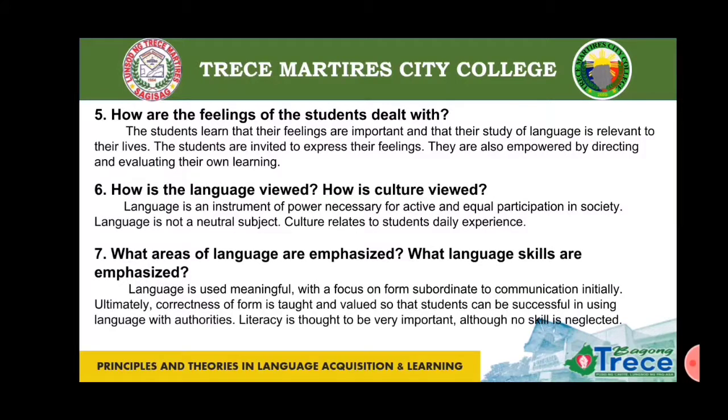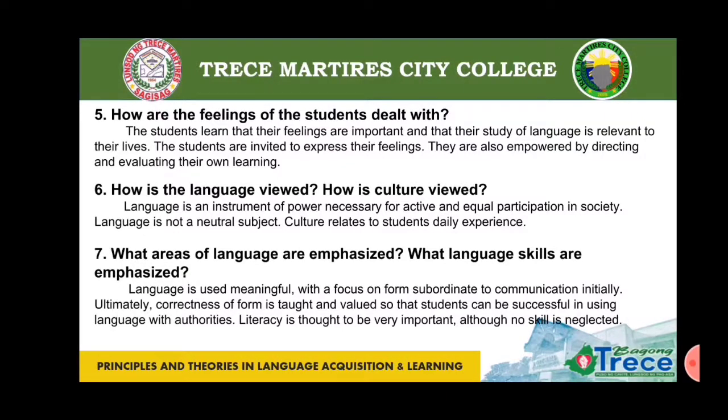So for the sixth, how is the language viewed? How is culture viewed? Language is an instrument of power necessary for active and equal participation in society. Language is not a neutral subject. Culture relates to students' daily experience. So, in this, sinasabi lang nila na ang language and culture are equal to each other, because it relates to our culture, and it is also the language that is used.